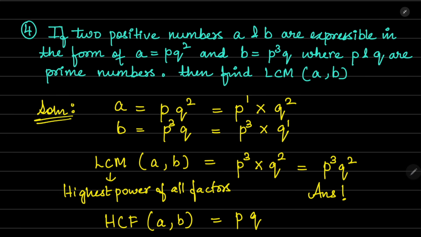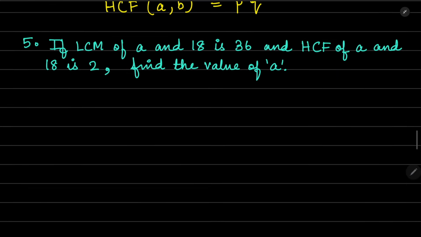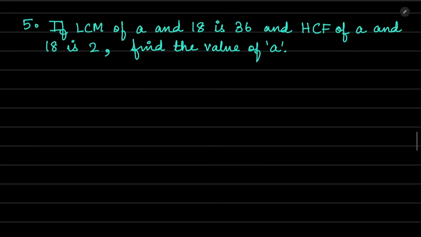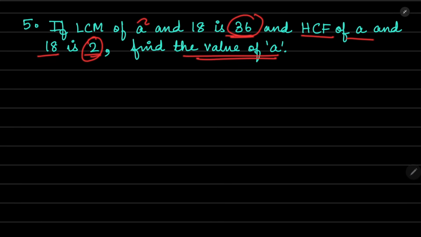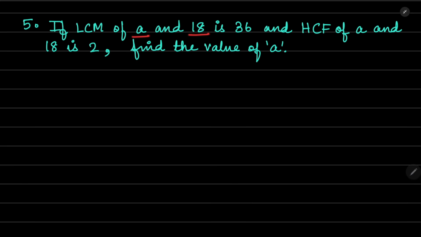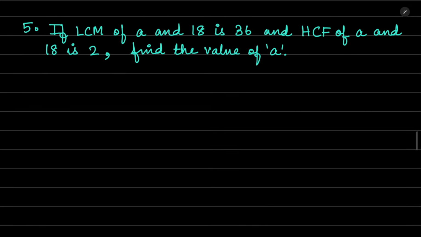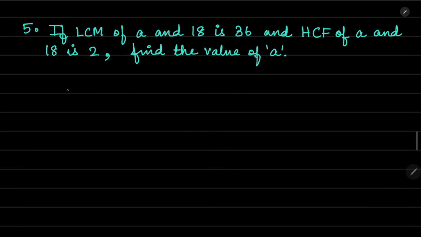Okay, let's go to the next question. Here you are given, if LCM of a and 18 is 36 and HCF of a and 18 is 2, you are given LCM and HCF. Find the value of a. The numbers are a and 18. The minute you know LCM, HCF, and one of the numbers, you have to immediately apply the formula.